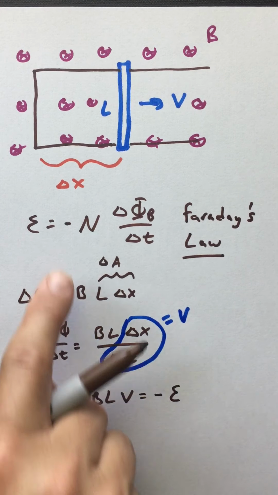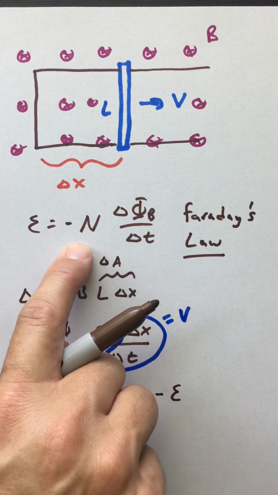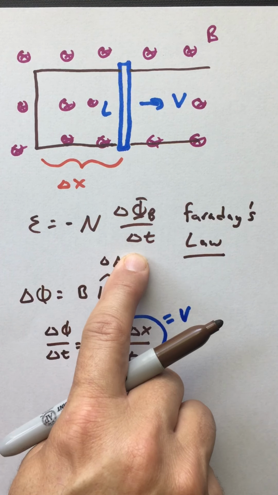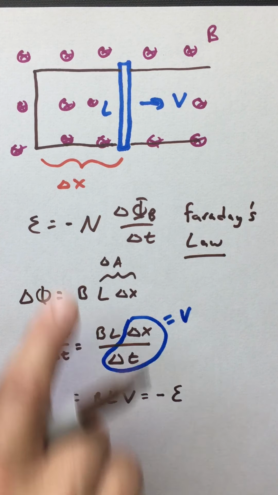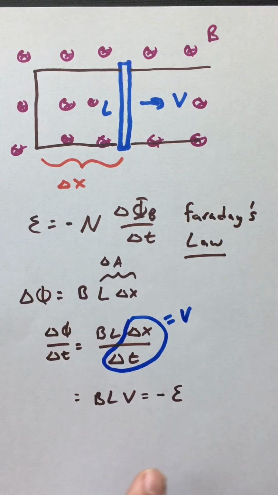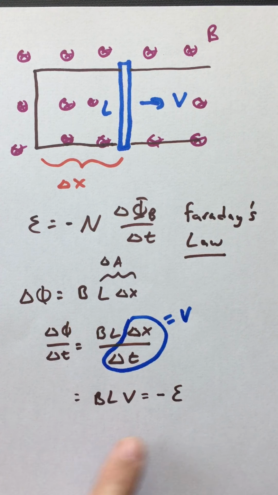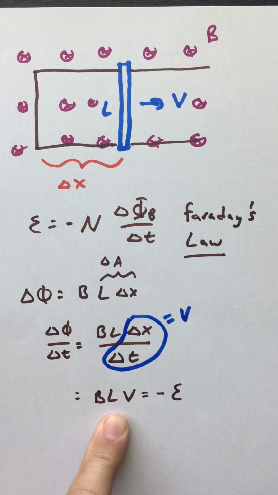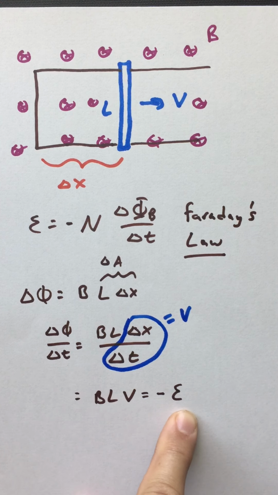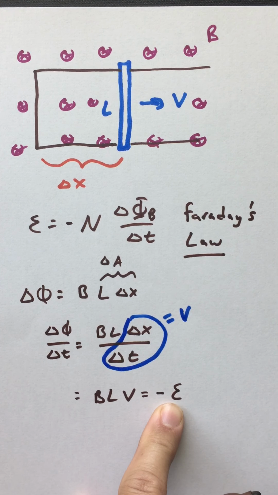All right, remember Faraday's law: E is equal to the negative N delta phi B over delta t. N here is just one. I've got just one coil, and so N really doesn't appear, and all I did here is move the negative sign over. But what I've done is I've calculated the magnetic flux, and that's going to be equal to the negative of the EMF.